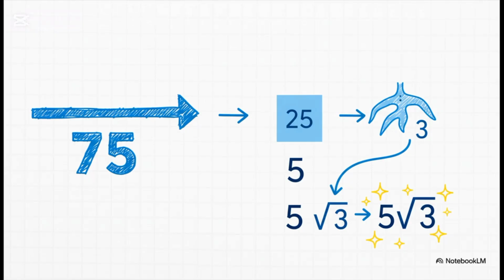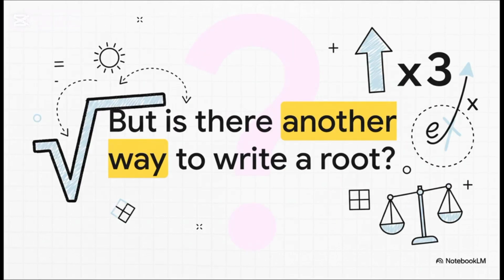So, by now we know how to do this. We see the square root of 75. We immediately hunt for a perfect square factor, which is 25, and we simplify it down to 5 root 3. Straightforward stuff. But what if I told you that little root symbol isn't the whole story? What if there's a completely different notation that connects this whole idea to a different part of math?